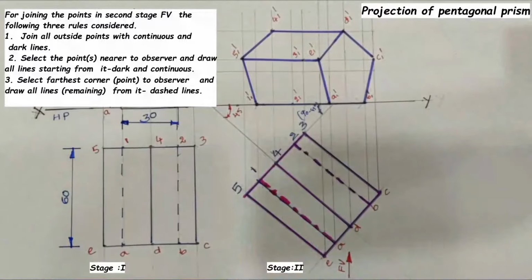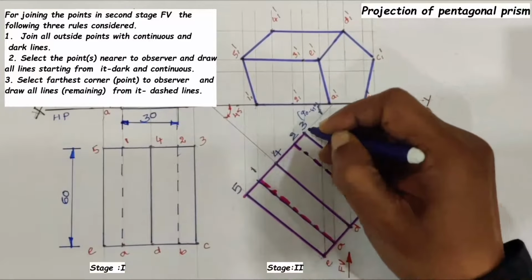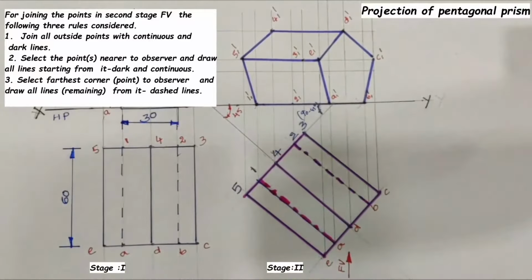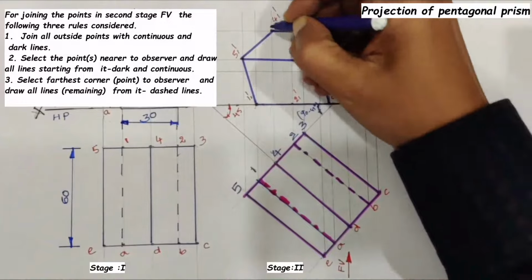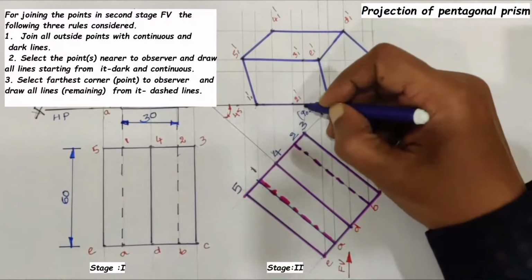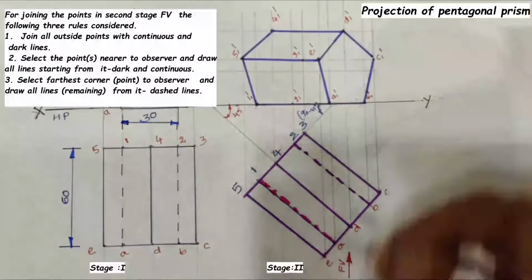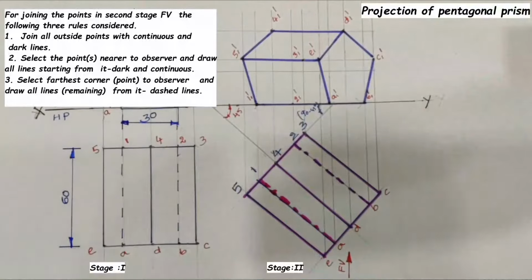Then we'll move to the third step. In the third step, we'll identify the corner and the corner containing remaining all lines to be drawn as dashed lines. This corner containing remaining all lines are say 3 dash to 4 dash, 3 dash to 2 dash, 3 dash to C dash. These lines are drawn as dashed lines.